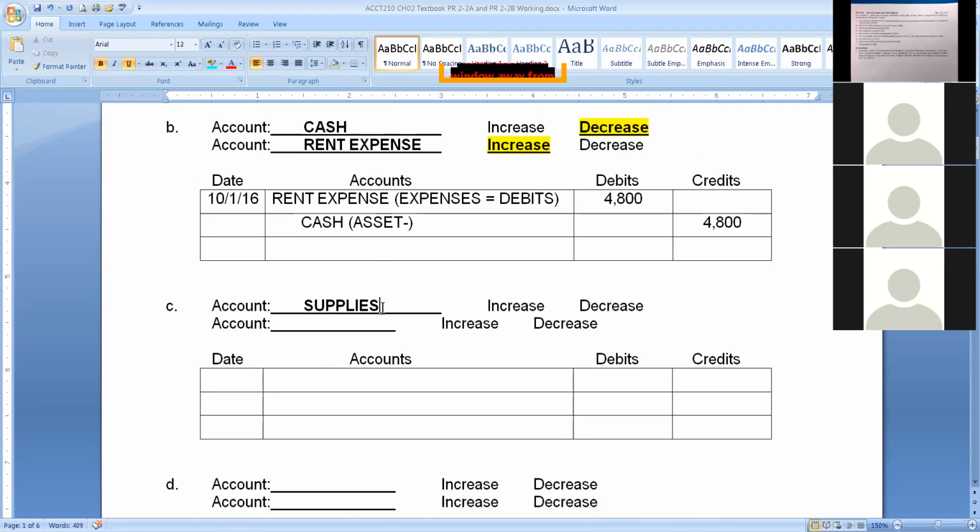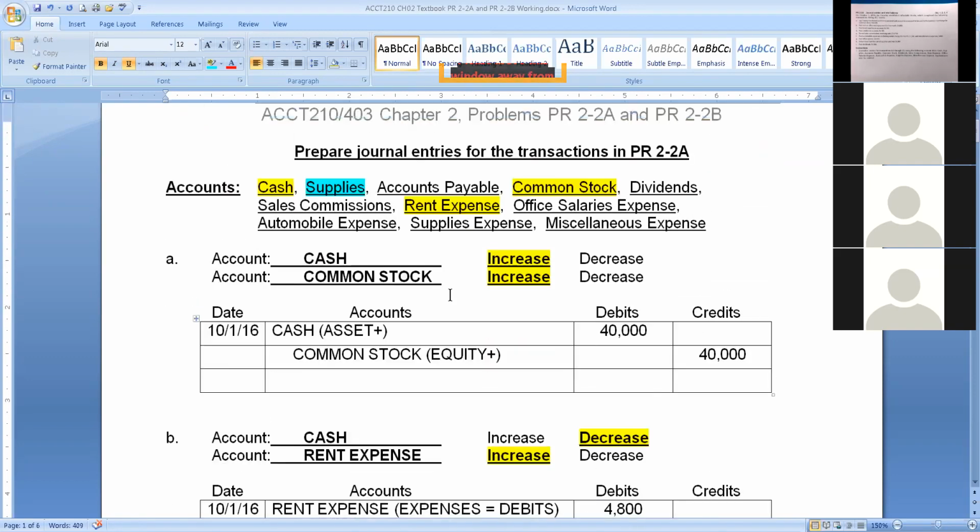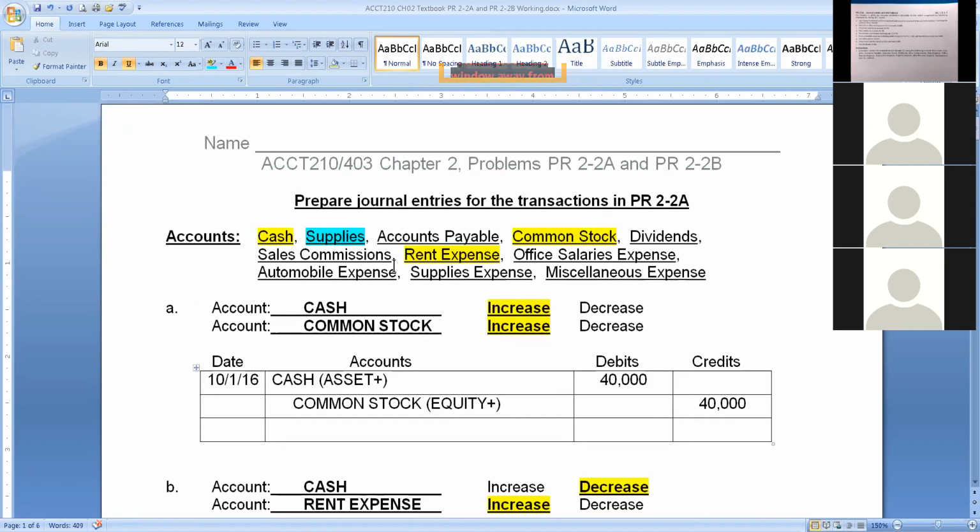And what is it when we purchase supplies on account? So we purchase them on account. So we haven't actually paid for them yet. I'll give you a choice. It could be accounts receivable or accounts payable. Accounts payable. Yeah, accounts payable.